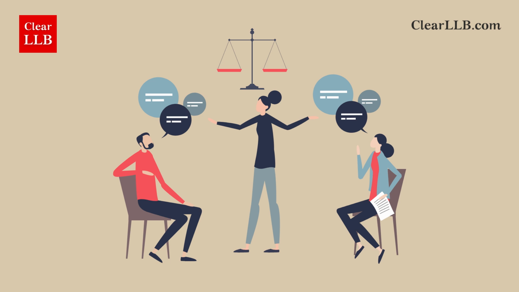So what are the things which come under ADR? ADR includes processes like first negotiation, second mediation, third conciliation, fourth arbitration, fifth lok-adalats. So negotiation, mediation, conciliation, arbitration and lok-adalats are the processes which come under ADR, alternate dispute resolution. Today we will walk you through each method, their unique features, differences and examples to help you understand when and how to use them.